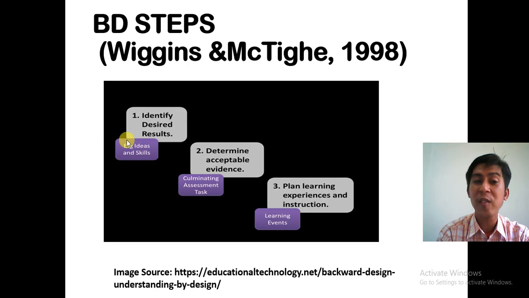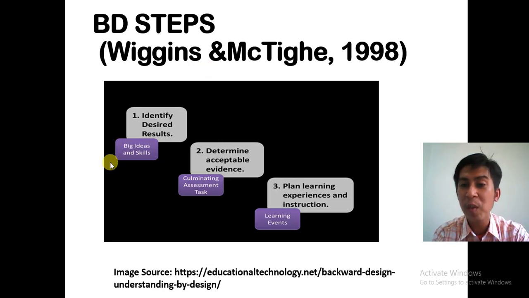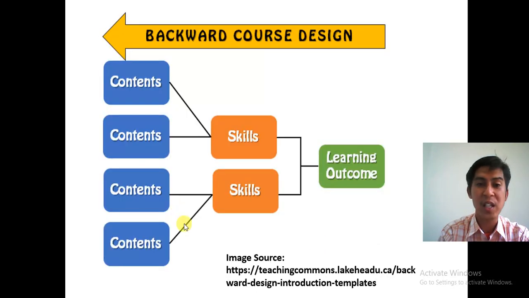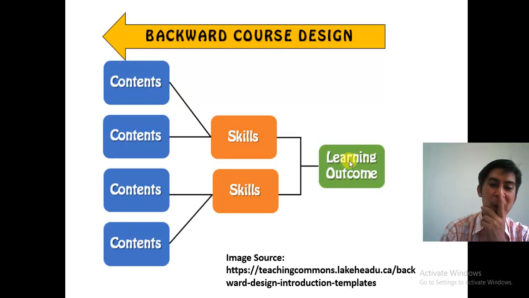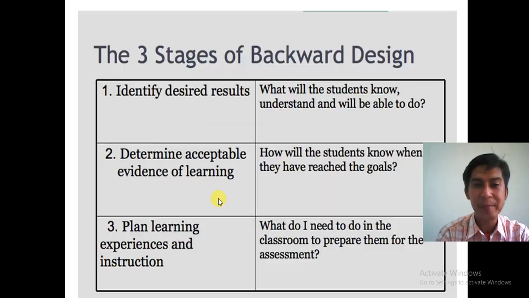And first we identify what the desired results are, the big ideas, the big competencies, the skills. So we don't start with content, we start with basic skills, desired results. Then content follows. See, look at this. The backward course design is learning outcome first, skills, content follows. This is the model that we will be using.